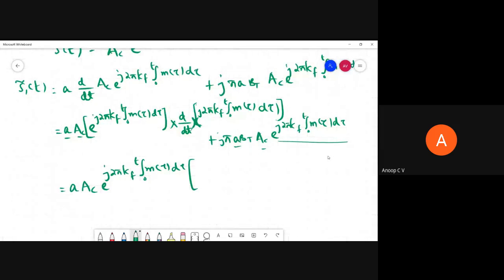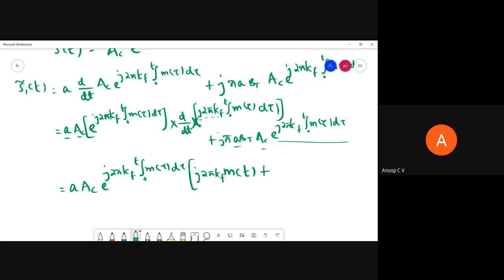So what is d/dt of j 2 pi k_f integral 0 to t m(tau) d tau? Here j 2 pi k_f is constant, so it is j 2 pi k_f times d/dt of integral 0 to t m(tau) d tau. What is that? Can anyone tell me? Now I want all of you to type the result in the chat window. We have used it even before, maybe while obtaining the time domain expression of wideband FM. So Shreyas has typed it is m(t), right? It's correct, we have discussed it many times before. Thank you, Shreyas, for giving the answer. So j 2 pi k_f into m(t), right?